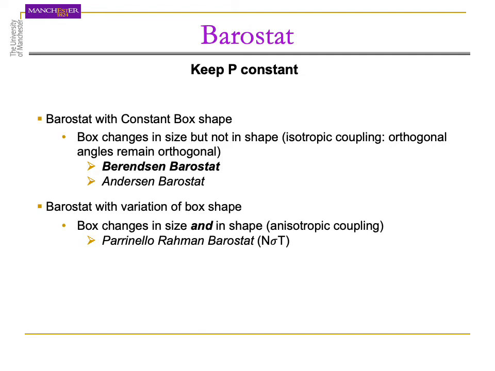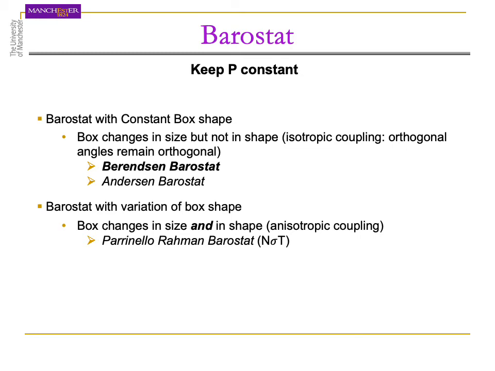So we can start with a cubic box with orthogonal angles between the different directions, and we can end up with a triclinic box with non-orthogonal angles between the different directions. So among the barostats with isotropic coupling, we can remember the Berendsen barostat and the Andersen barostat.